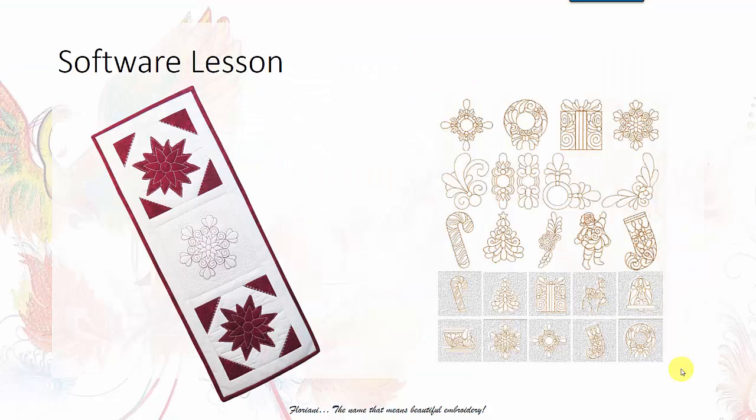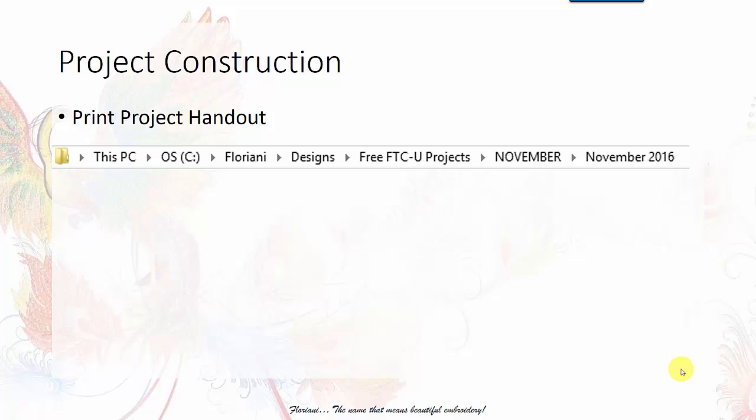All right, let's look at project construction, how to put the project together. Make sure that you print your handout. And just as a reminder, especially if this is your first project, you're going to go into your C drive, just use Windows Explorer, go to your C drive, look for your Floriani folder, open that up. There's a designs folder, open that up. There's a free FTCU projects folder, open that up. There's a November folder, open that up. Open up November 2016.